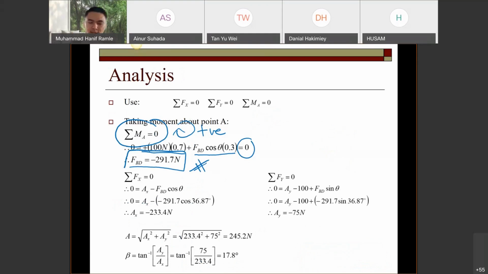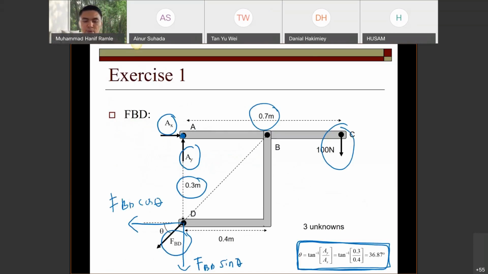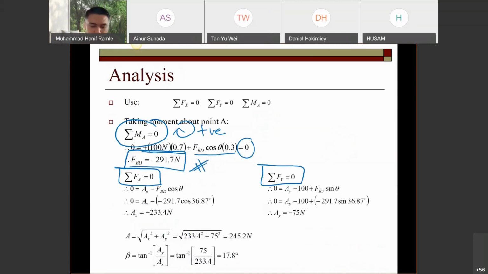Once you have the F_BD, you can get the Ax and Ay, the reaction at A, using the equivalent system. You can choose either one. If you want to solve the X component first, go ahead; if you want to choose the Fy component first, go ahead. So sum of forces equal to 0. We assume that positive is upwards, and we determine Ax.